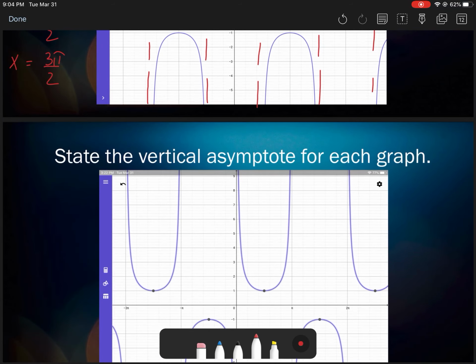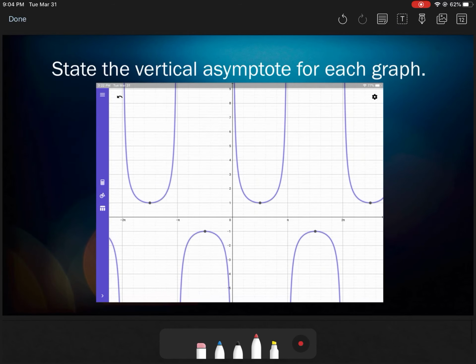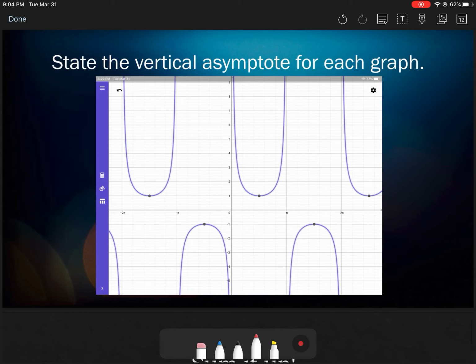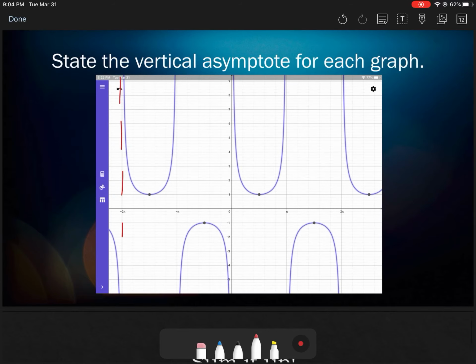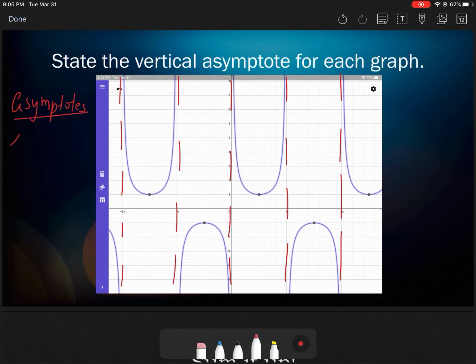Let's take a look here at the next one. Okay, asymptotes. X equals negative 2 pi. X equals negative pi. X equals 0. X equals pi. X equals 2 pi.